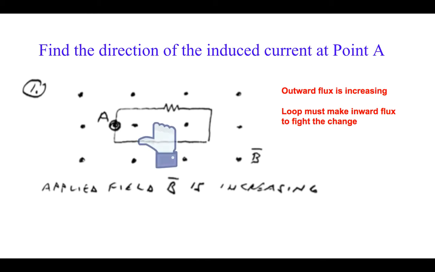Well, it turns out if we run the current to the left here in the bottom segment, that would make an inward field within the loop. So that's what we want. We want to make inward flux. So the current is going to need to go clockwise. So we need to run a clockwise current, and so the direction of the current then would be like up here at point A as it goes clockwise around the circuit, right?